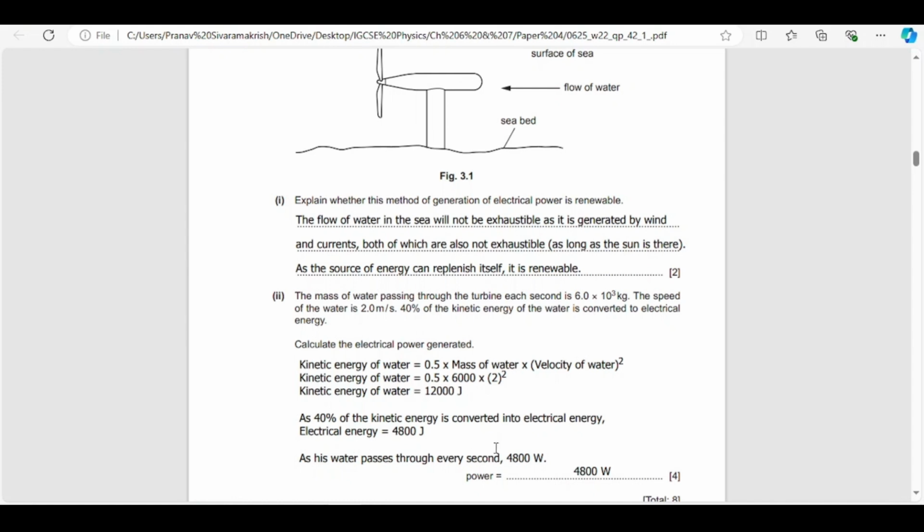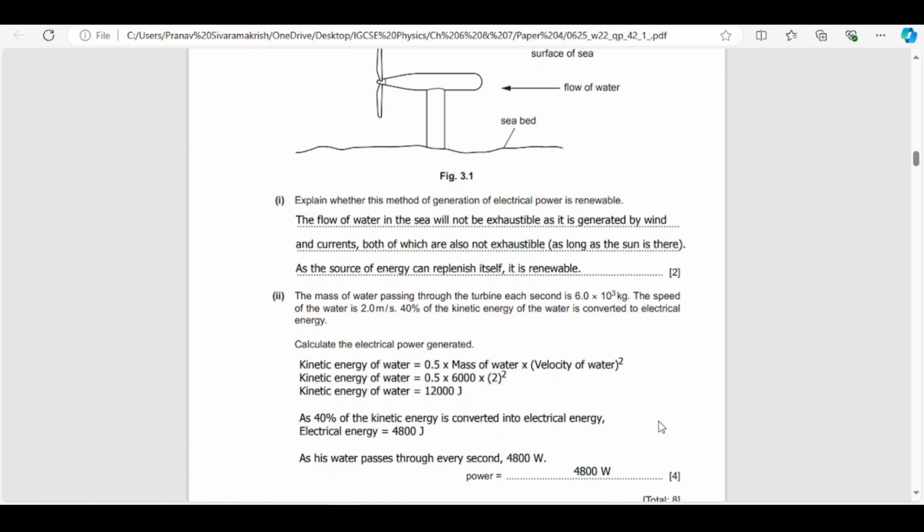And as the water passes through every second, essentially we're looking at the concept of power, because energy transferred or work done per unit of time is power. We know that that's the amount of energy that's transferred every second. So because that's transferred every second, 4,800 joules per second, this is essentially 4,800 watts or 4.8 kilowatts. So power is 4,800 watts.